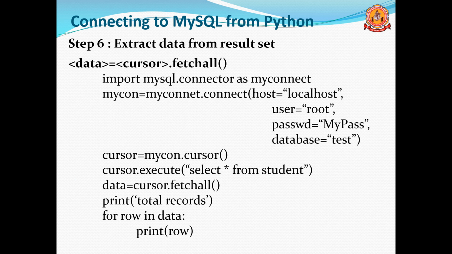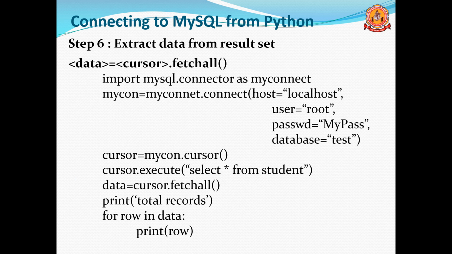Next, I used the fetch function, fetchall. data is equal to cursor.fetchall(). Cursor.fetchall() means it will fetch all the records, and they will be stored in data. Remember, when we use the execute query, data will be stored in the cursor. Then, from the cursor, we have to store the data in the data variable.